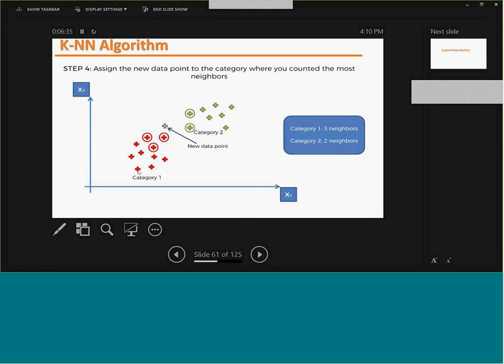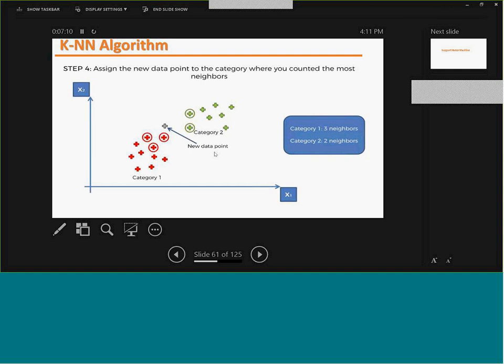Let's say that you have category 1 wherein 7 to 8 data points are there, and you have category 2 with 6 to 7 data points. You inject one more data point over here, and now you would like to predict whether it falls under category 1 or category 2. How are we going to do it? There are 4 steps. First, we will identify the 5 neighbors of this particular data point. So this becomes the first neighbor, this is the second, this is the third, this is the fourth, and this is the fifth.